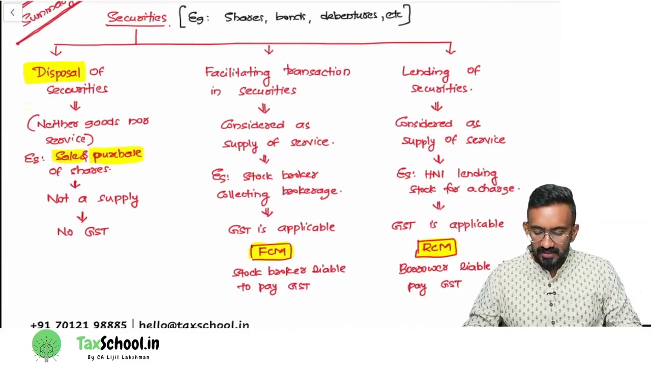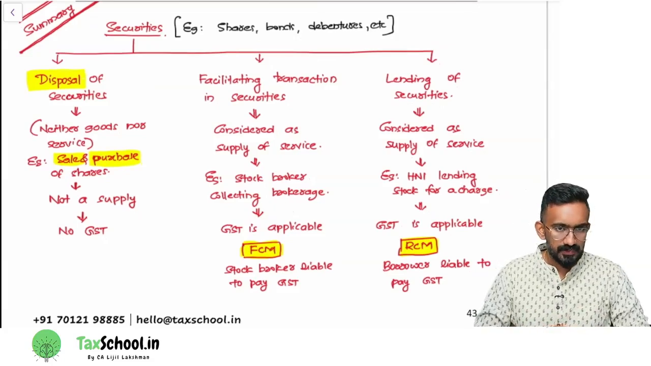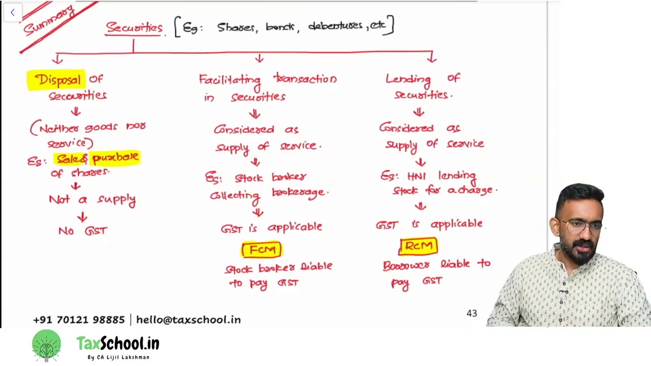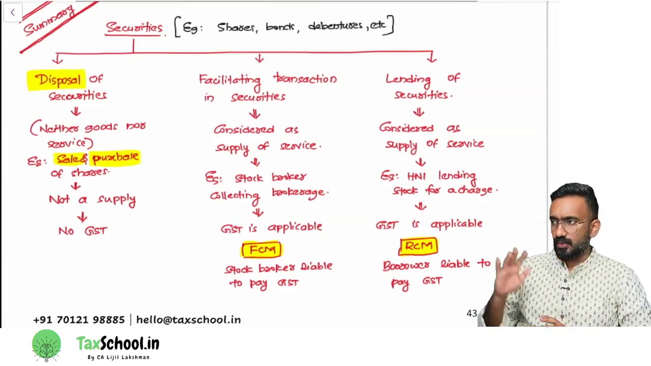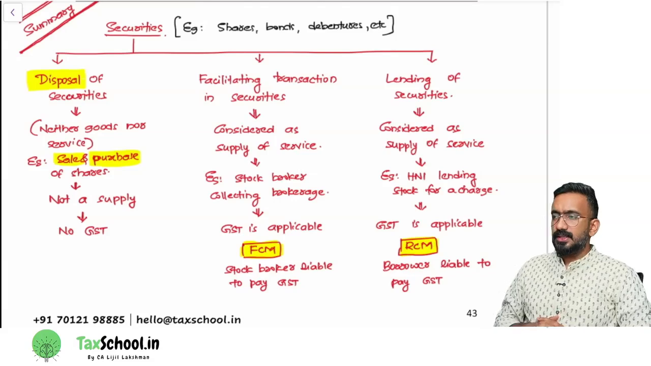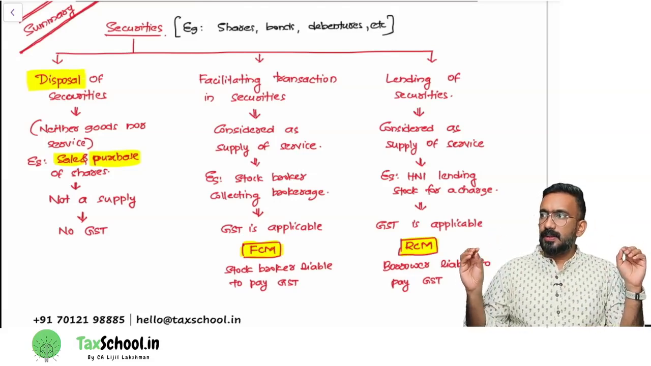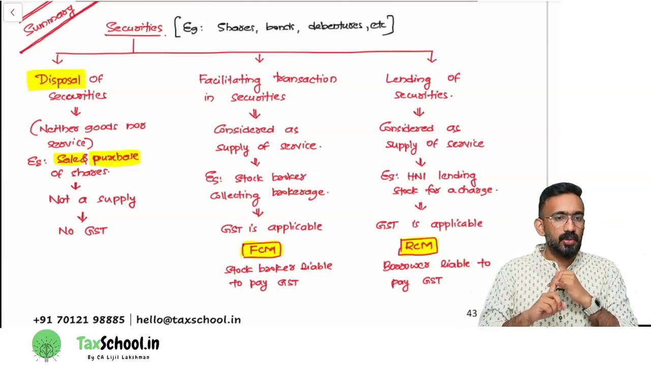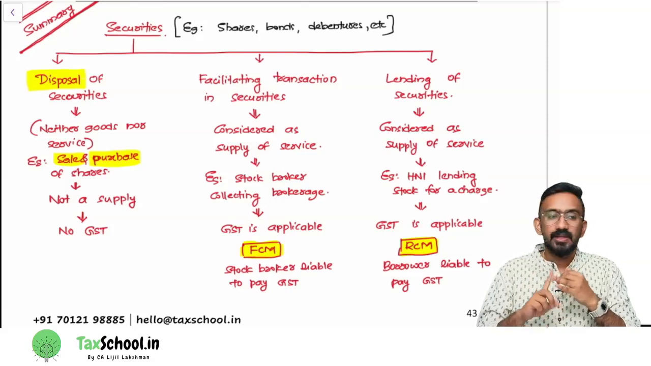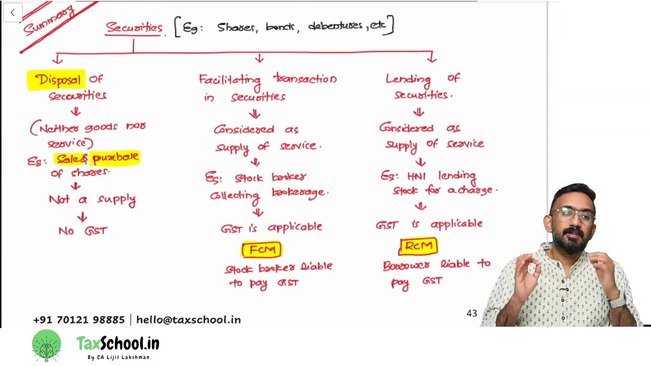Now, we have multiple places where securities are being discussed in GST. So I've consolidated and put a summary chart for you to look at. This is something that you might want to take a photo and keep if you don't have it already. There are three activities that can be tested in your exam with respect to securities. One is disposal of securities. Second, facilitating transaction in securities. Third, lending of securities.